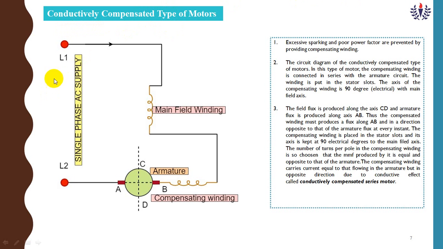Now come to our diagram. This is my circuit diagram. Here L1 and L2 are the line terminals, positive and negative, with single phase AC supply 230 volt, 50 hertz, 7.5 ampere. Now this is my DC motor. This DC motor has two parts, one is the field and the other is the armature. The armature is the rotating part.